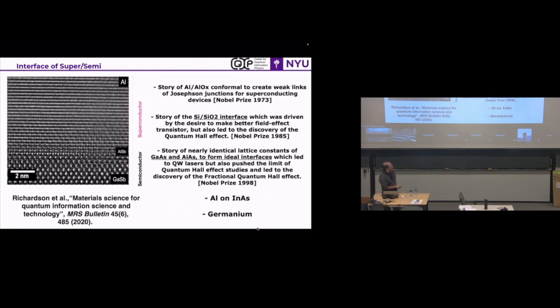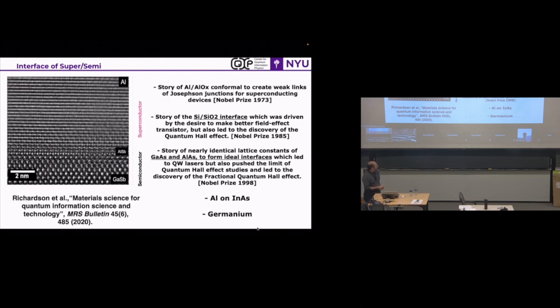But then Horst Dormer, Dan Tsui and Art Gossard made this really clean 2DEG that could show electron-electron interaction and led to the observation of the fractional quantum Hall effect, right? And those guys got the Nobel Prize in 1998. So I think we discovered these kinds of combinations, but it was also given to us by nature, right? There were these accidental things that happen.